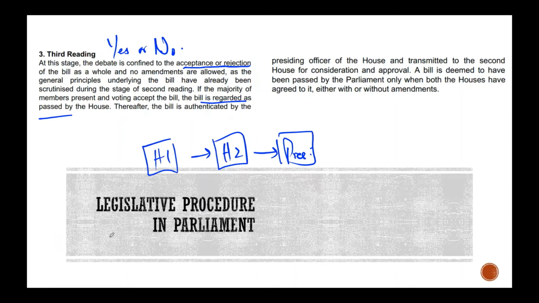So what is the most important or time consuming stage? Where does a lot of action take place? Which stage is action packed? First stage.